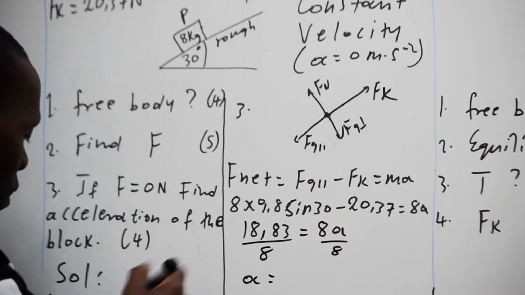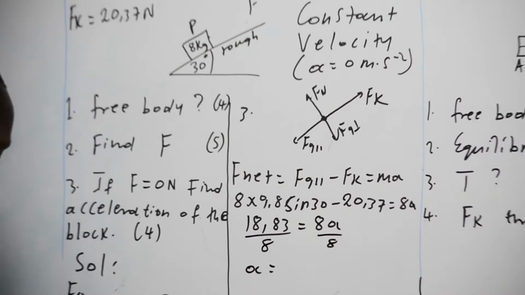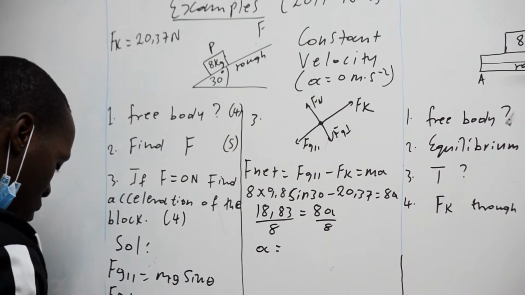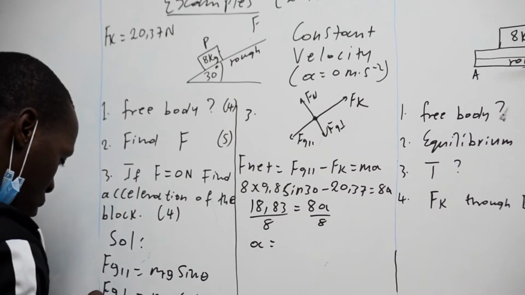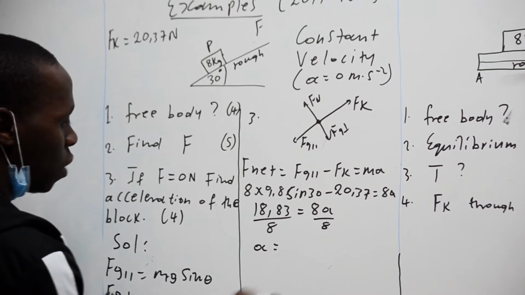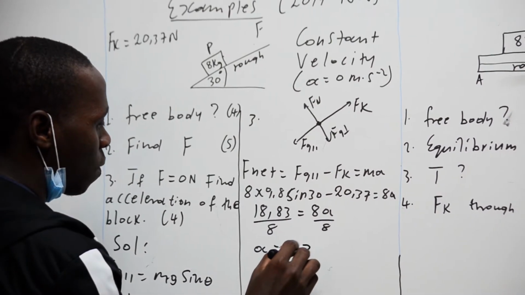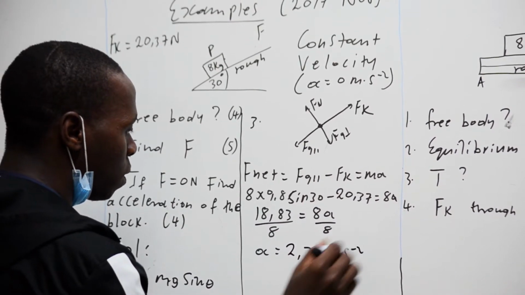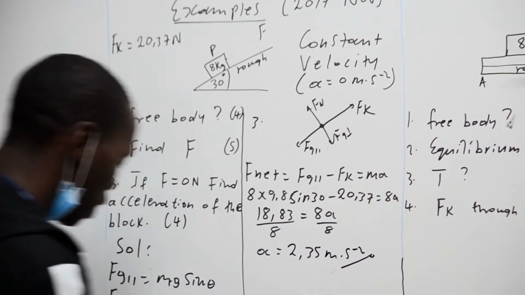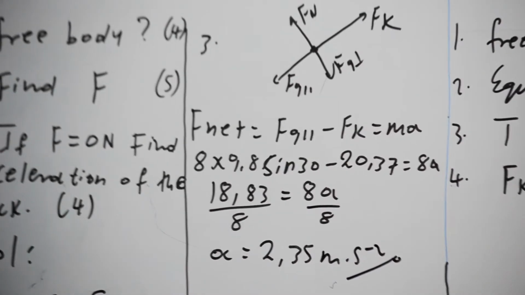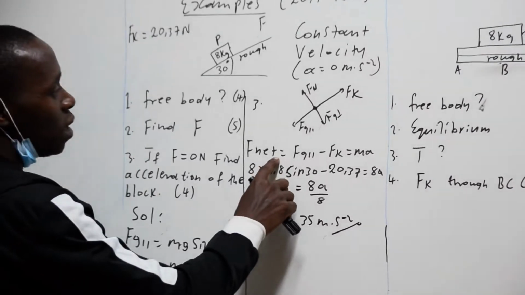Then A becomes the value, so A is about 2.35 meters per second squared. So that's how you calculate the acceleration. So that is the method. You use the F-net equation from the first diagram.